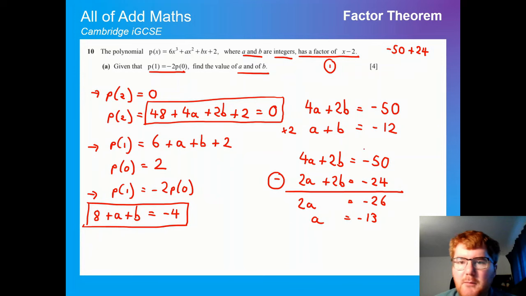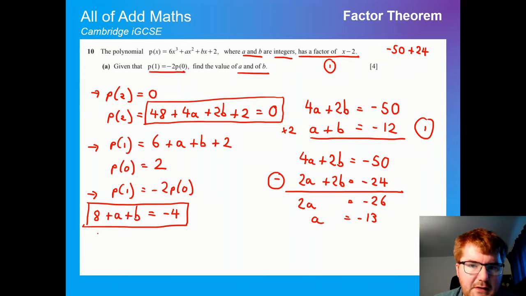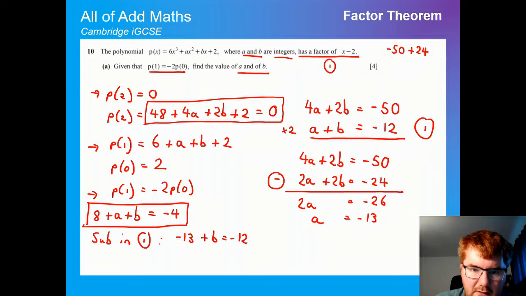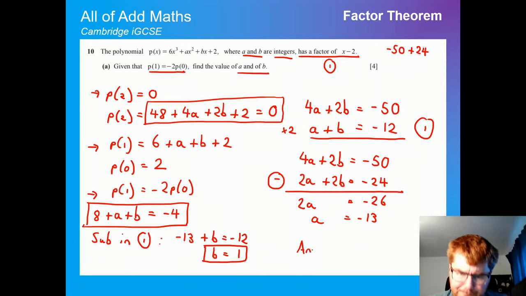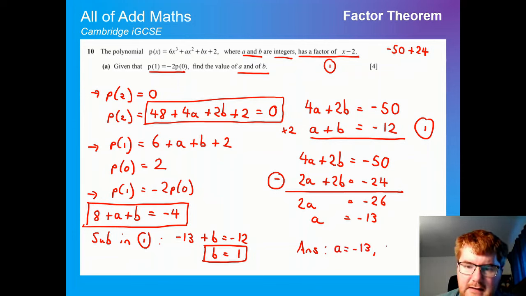And now we need to work out what b is. I think this equation here is the easiest to use because there's very little to work with. So sub in a, so that means a plus b, so minus 13 plus b is equal to minus 12. Therefore b must be equal to positive 1. So our answers here, again, I'll be nice and clear for the examiner: a is minus 13 and b is equal to 1.